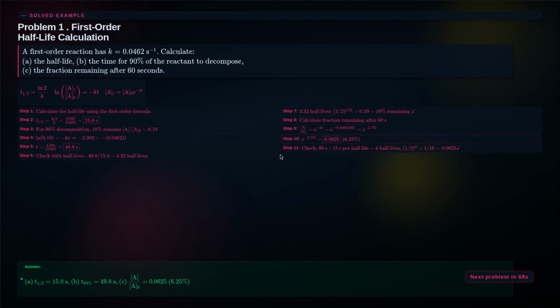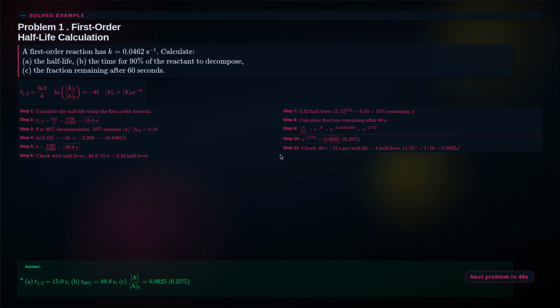Step 3. Check using half-lives. 49.8 divided by 15 equals exactly 3.32 half-lives. 1/2 to the power 3.32 equals 0.10, confirming 10% remaining.